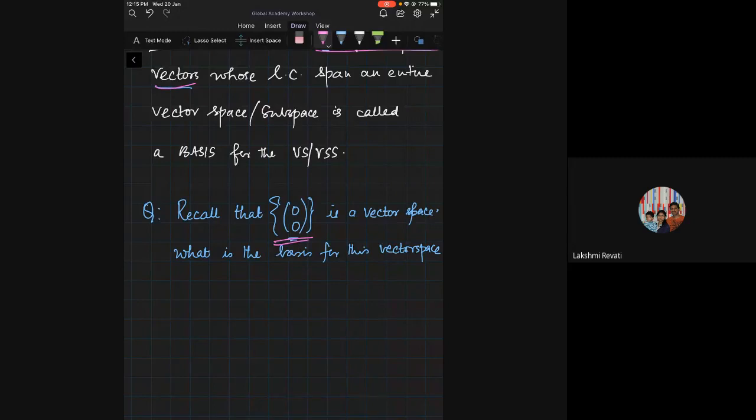Is the question clear to everybody? Is the confusion clear now? First of all, let us get the confusion clear, then we'll clarify the confusion. Is this clear? Yes, sir. This zero vector has put all our definitions into some kind of a contradiction now. So what is the basis for this vector space?